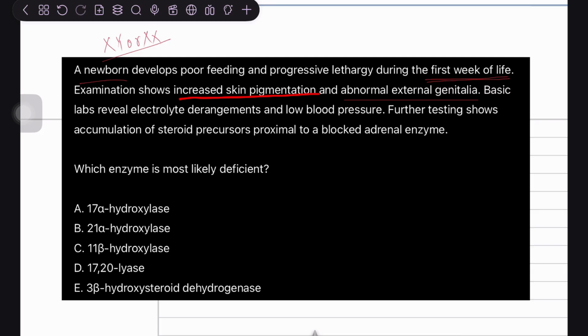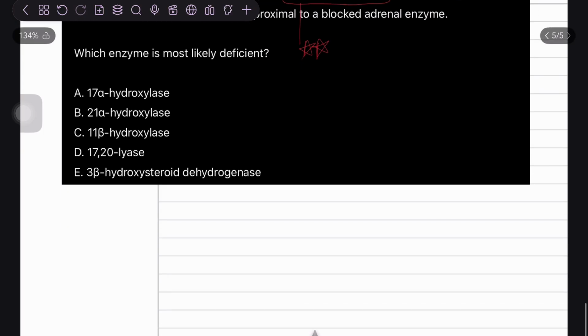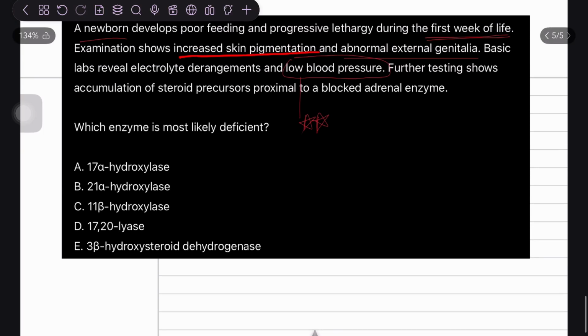Basic labs reveal electrolyte derangements and low blood pressure. That is very high yield. I'll tell you why later. Further testing shows accumulation of steroid precursors proximal to a blocked enzyme. Which enzyme is most likely deficient?